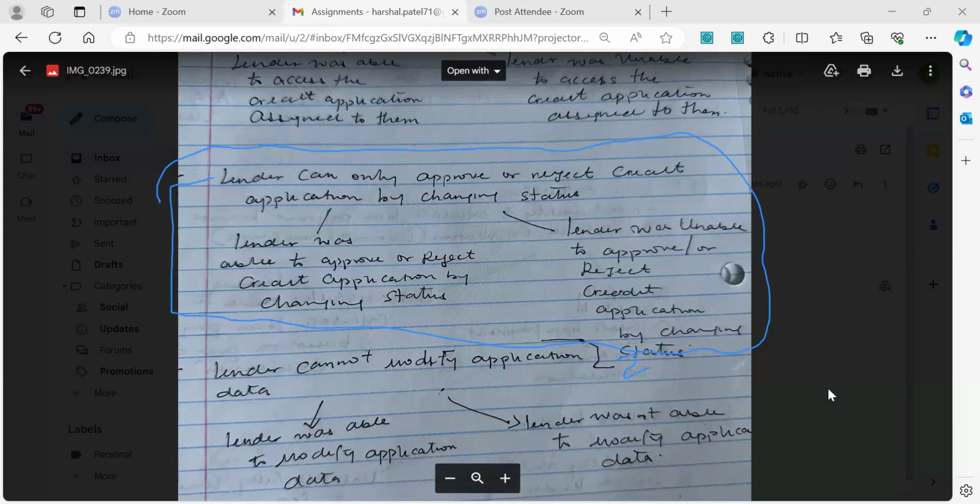The only way it can be approved is if the customer has a very good credit score. So what are the two possible actions you can take according to the requirement? Check the credit score of the customer. No, it's not talking about credit score, right? The focus is that the lender can only approve or reject a credit application by changing status. That's the requirement given to you, so your scope is only that. Credit score and other things, I don't think we are even talking about in the requirements anywhere. So you don't want to add requirements.